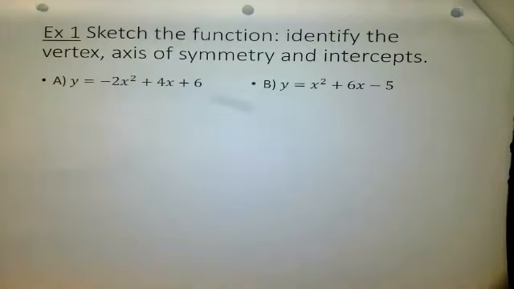Sketch the function. Your job is to sketch the function and identify the vertex, axis of symmetry, and the intercepts. All the important characteristics of any graph. The vertex, if there is one, and the intercepts. I don't really care about the axis of symmetry, but it's kind of a 2 for 1. Find the vertex, you've also found the axis of symmetry.